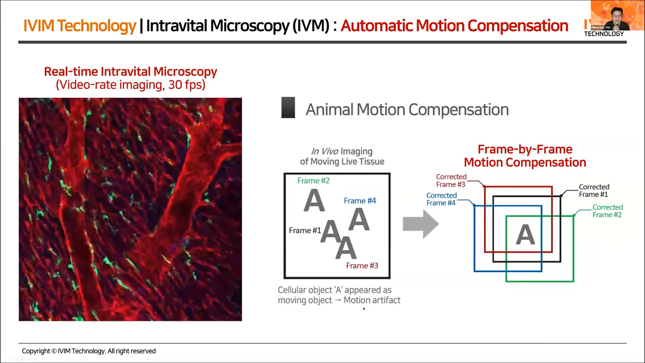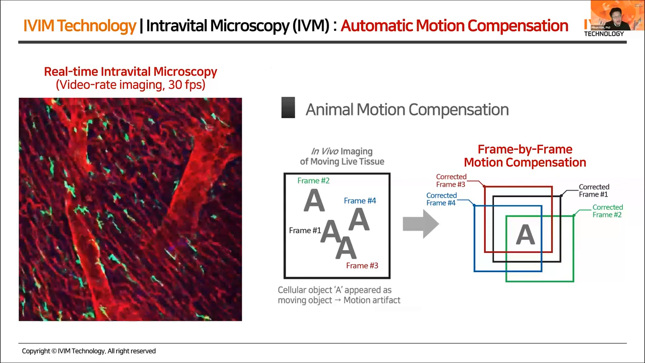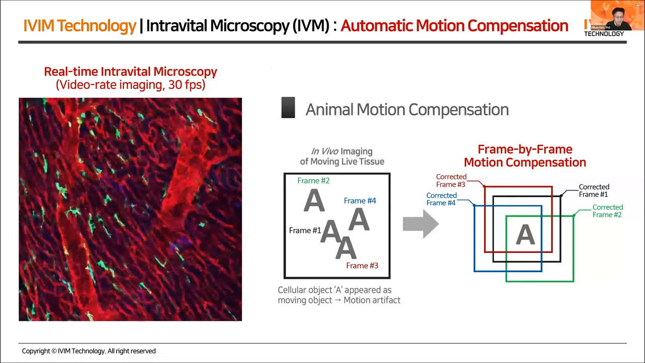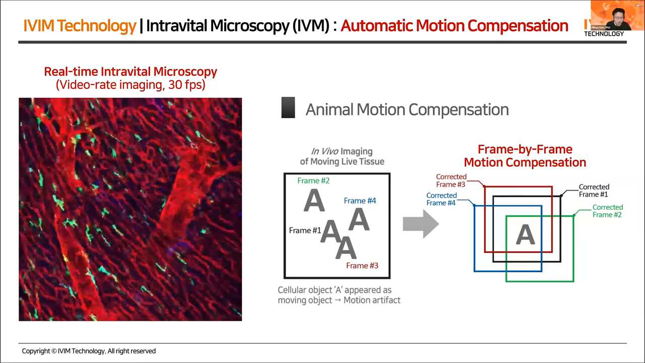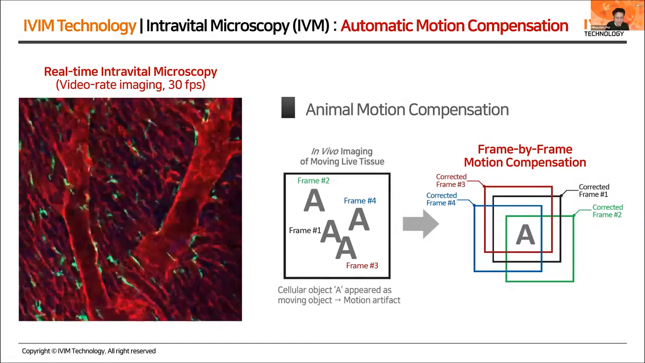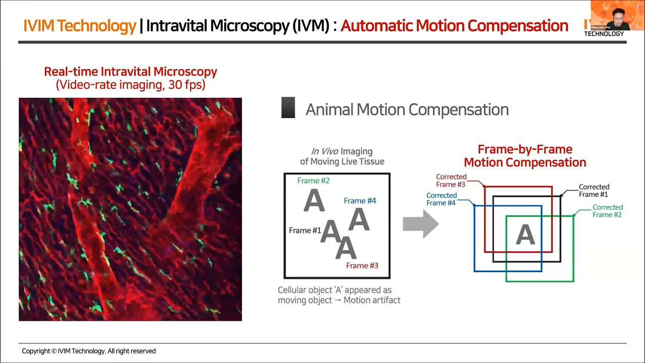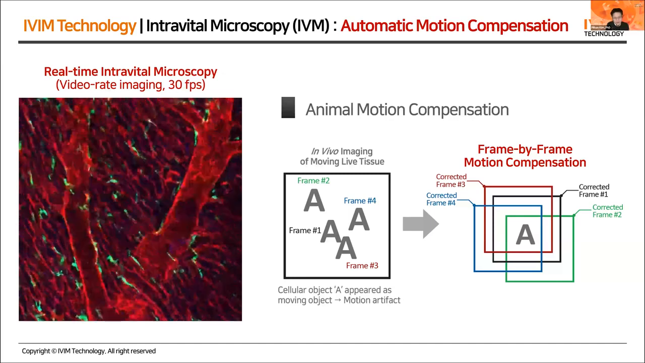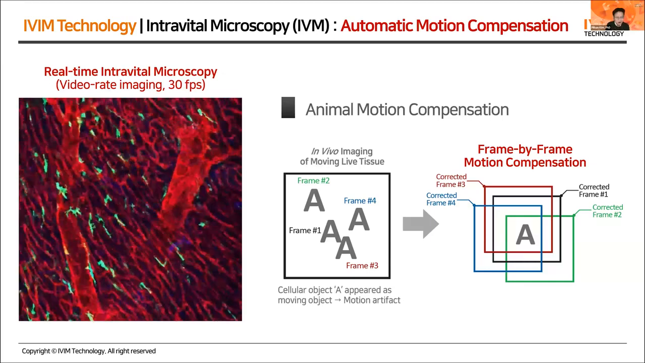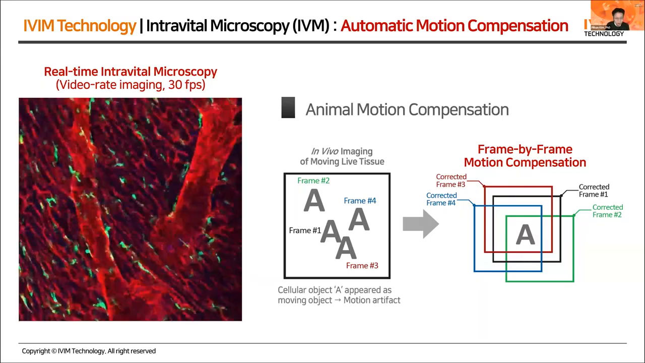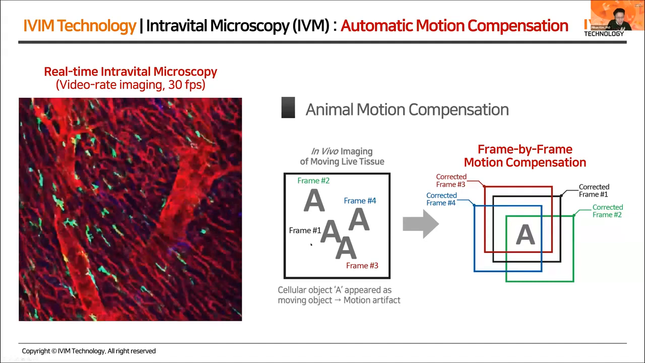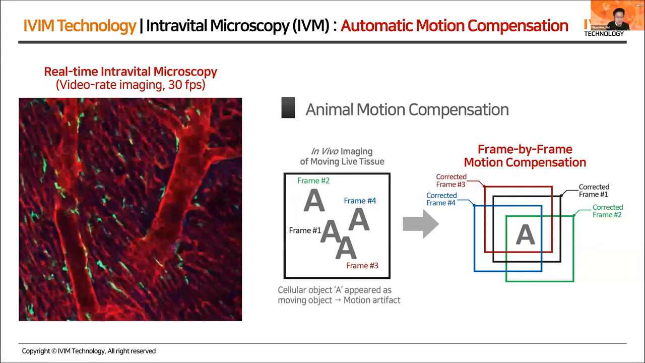And then let me briefly explain the motion compensation functions. If you think about it, although the mouse is anesthetized during this in vivo imaging, the mouse heart is still beating to pump the blood circulation. And also it has to breathe air, so the lung is expanding and shrinking. So there is always physiological motion. And at the microscopic, cellular level, all this physiological motion of the heart and lung causes tissue motions like this. So to deal with these motions, first we need video rate imaging capability.